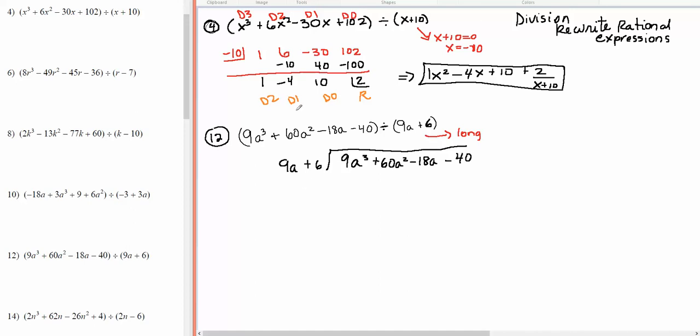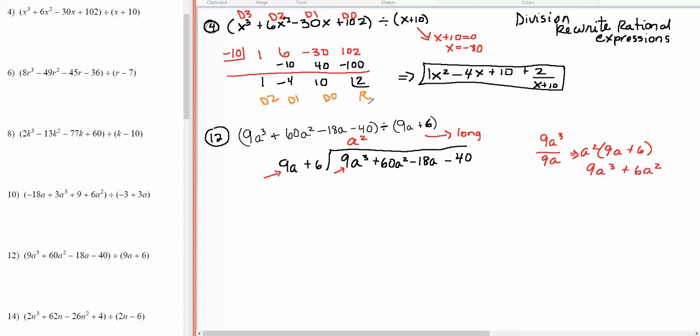All right, so then you need a number. So you want to know how many times does 9a go into 9a cubed. So on the side, you do 9a cubed over 9a. That gives us a squared. So this is a squared, right? So then we do a squared times the 9a plus 6. We get 9a cubed plus 6a squared.